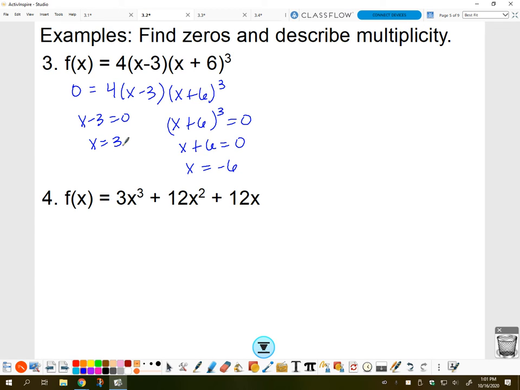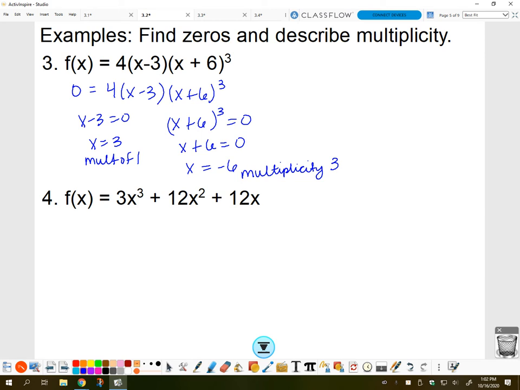All right, so the 3, this was linear. So this has a multiplicity of 1, which means if I were graphing it, I would go straight through 3. This one has a multiplicity of 3. So if I were graphing it when I went through negative 6, I would kind of wiggle through that point.